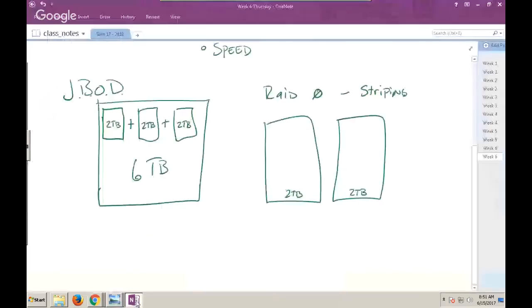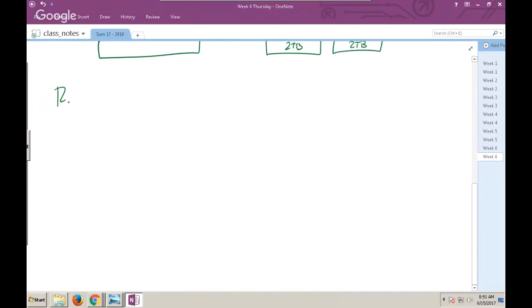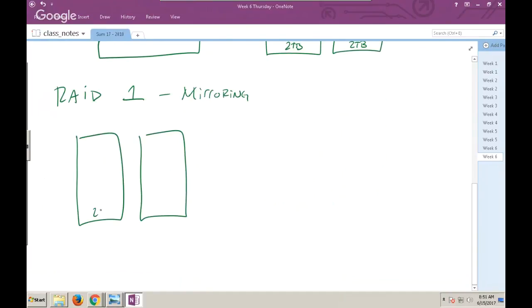So RAID 0, we stripe. RAID 1 says, you know what? That's kind of sketchy, isn't it? A little bit. So RAID 1 says, let's introduce a different concept instead that we call mirroring. Again, I have 2 drives, 2 terabytes each. But this drive and this drive are linked. They are duplicates of each other.